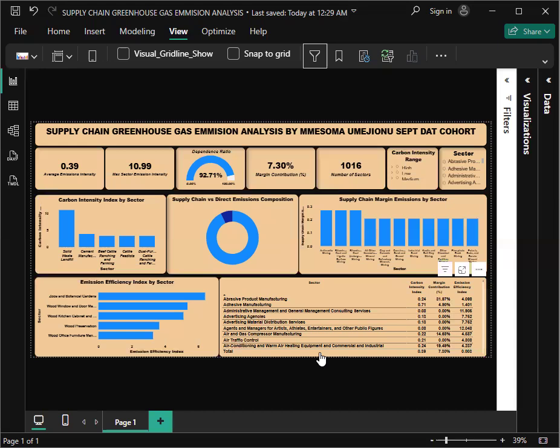So overall, the analysis shows that supply chain activity accounts for over 92% of the greenhouse gas emission, with a few carbon-intensive sectors, particularly waste management, cement and coal-related industries, driving the highest impact. But improving supplier practice and targeting high-margin, moderate-intensity sectors presents the greatest opportunity for meaningful emission reduction.